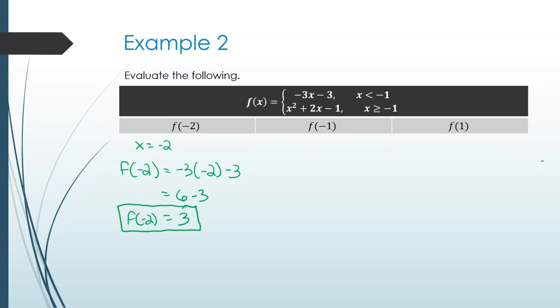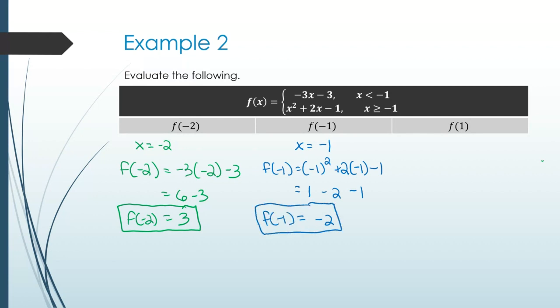Third one, or the one in the middle, we have f of negative 1. So our two choices are x is less than negative 1 or x is greater than or equal to negative 1. So since x is equal to negative 1, we want to use the bottom equation there because that's where we fall into. So f of negative 1 is (negative 1) squared, and you have to use parentheses there when you plug in negatives so that you square correctly. And then plus 2 times negative 1 and minus 1. So I'm only evaluating the right. So (negative 1) squared is 1. 2 times negative 1 is negative 2, and then minus 1. Then 1 minus 2 minus 1 gives us negative 2. So f of negative 1 is negative 2.